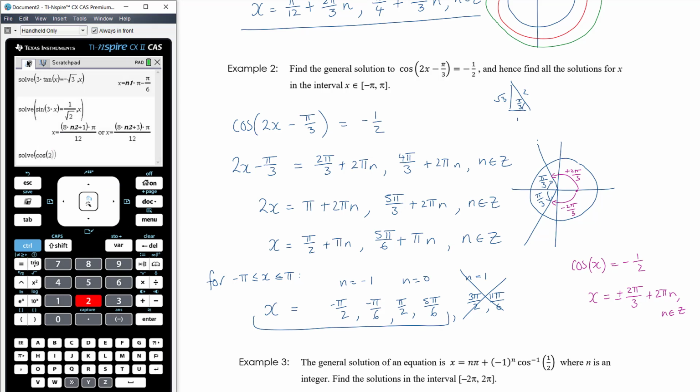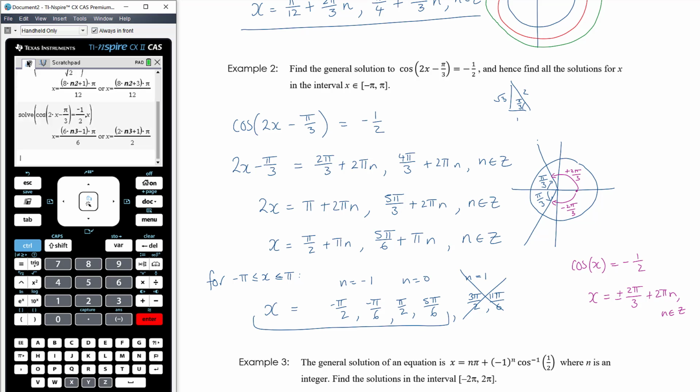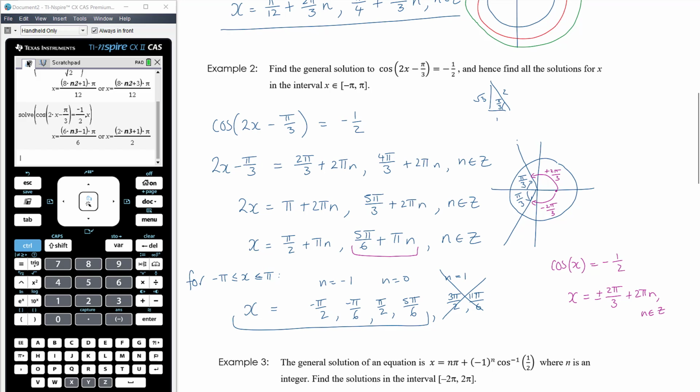Cos of 2x minus pi on 3 is equal to -1/2, and we're solving for x. Okay, so we get 6 pi n on 6, so that's pi n minus pi on 6, which would be the same as this one, okay? Or we get 2n pi on 2, so that's pi n again, but this time plus pi on 2, which is what we have here, okay?